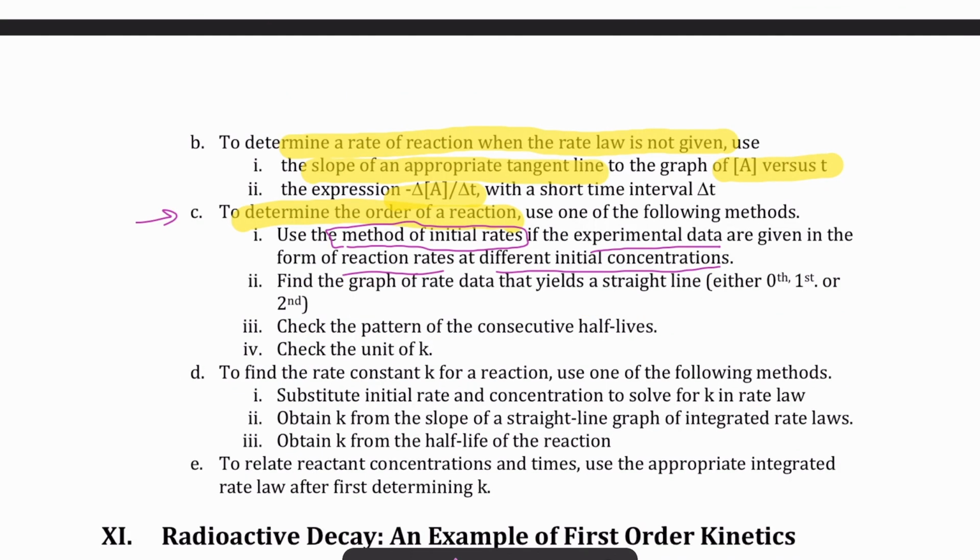Another way is to check the unit of k. Remember that different rate constant units correspond to different orders. So if you're given the rate constant, check the unit, see if it's zero, first, or second order, and then you can go ahead and solve the problem.